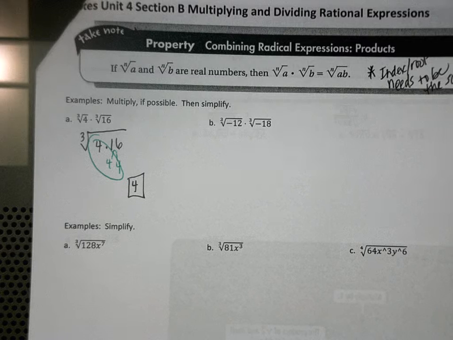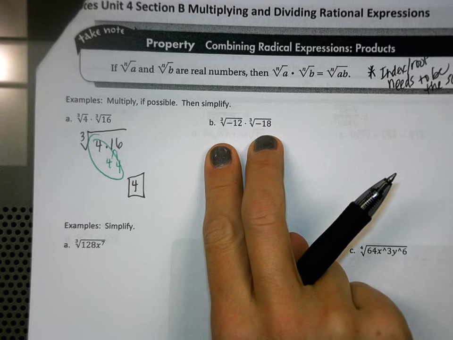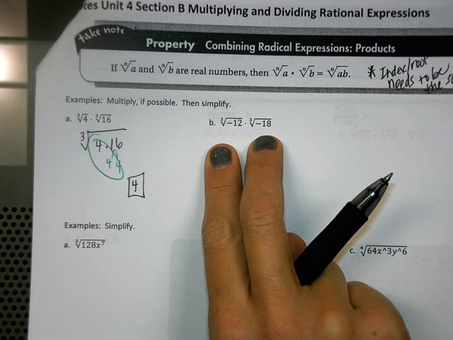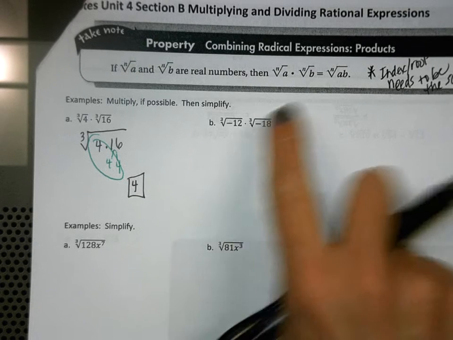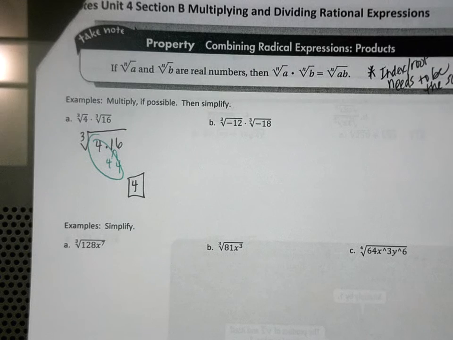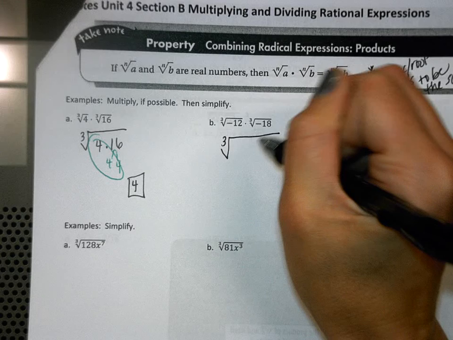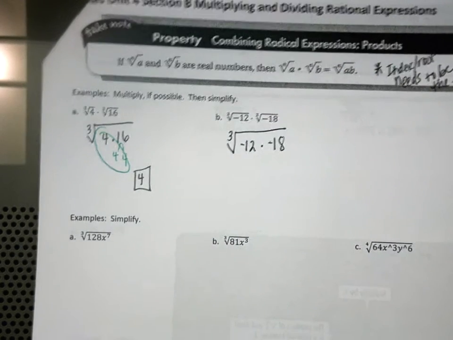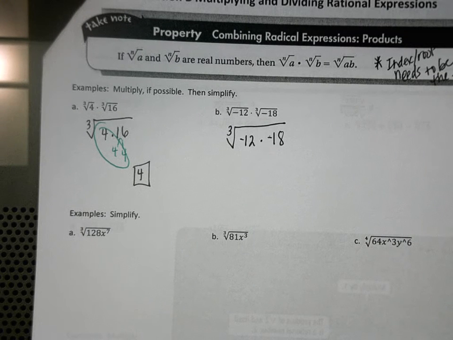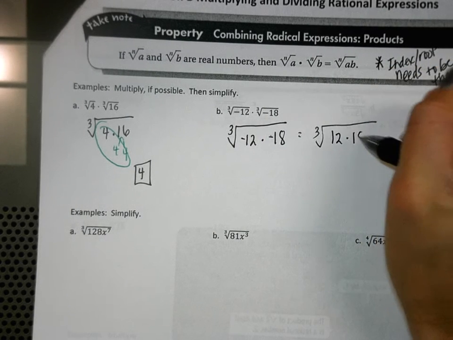On this one, I wanted to make a note because notice how we have negatives under here. These negatives are okay because it's an odd index. If it was even, it might not work out the same way because these separately would end up making imaginary numbers. Okay? So if we were to write this out, this is really the cubed root of negative 12 times negative 18. Now, what happens when you multiply a negative times a negative? It makes a positive. So this really is now the cubed root of 12 times 18.